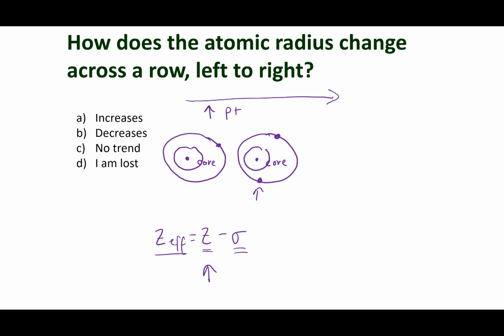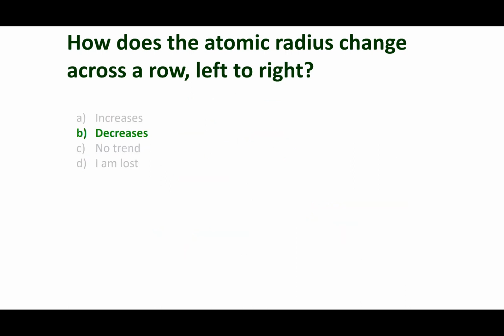So what happens is my Z effective is going to go up. As I move across the periodic table, my Z effective is going to go up, but my shielding stays the same. If that's the case, the valence electrons are going to feel the pull of the nucleus more and more as I go from left to right. And if those electrons are feeling more of the nucleus, they're going to be pulled in tighter. And so as I go across the periodic table, I'm going to decrease in size.